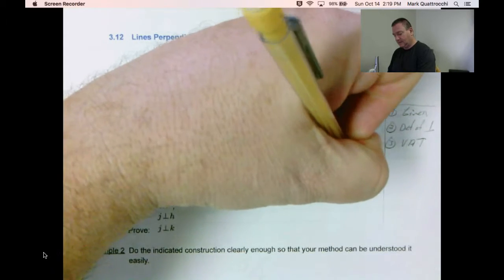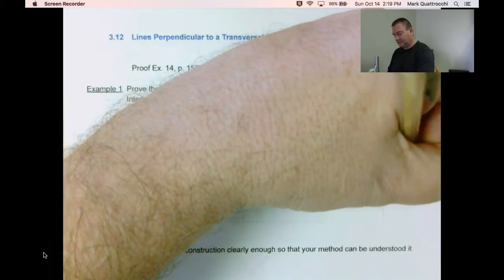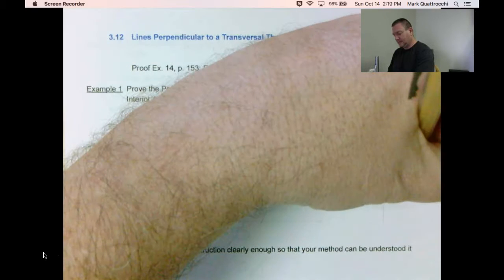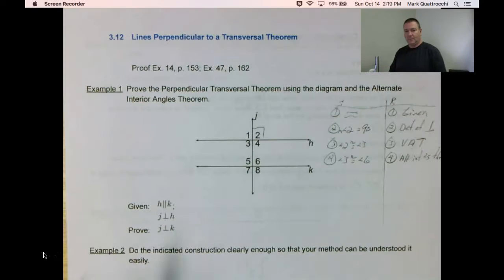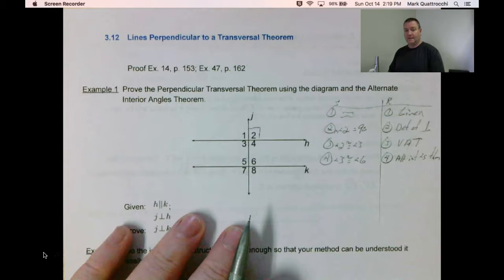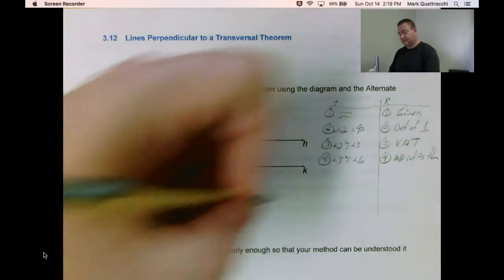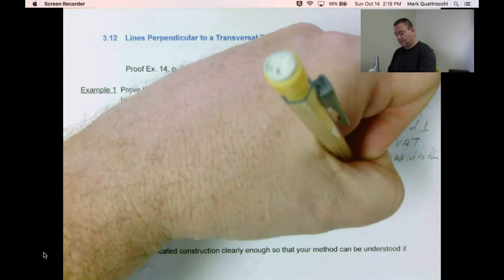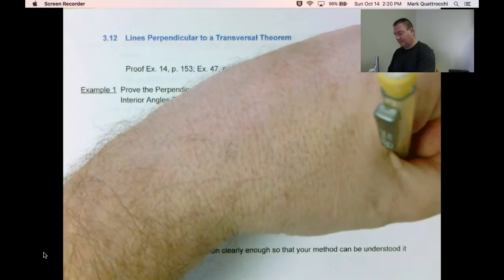Angle 3 is congruent to angle 6 by the alternate interior angles theorem, which the directions told us to use, so we just did. Angle 2 is congruent to angle 3, angle 3 is congruent to angle 6, so angle 2 is congruent to angle 6, transitive property.